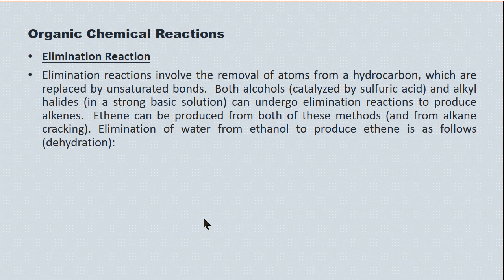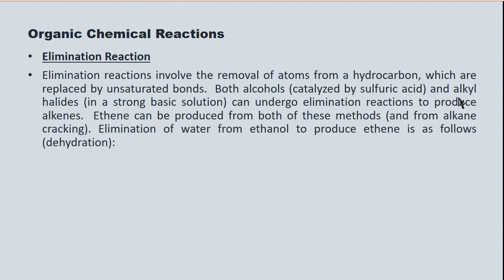Elimination reactions. Elimination reactions involve the removal of atoms from a hydrocarbon, which are then replaced with unsaturated bonds. So if we have a need for ethene or another alkene, which are used for industrial processes, we can generate them by reacting an alcohol in a highly acidic sulfuric acid solution. So this is an organic alcohol in an inorganic acidic solution. And the acid is simply acting as a catalyst. The acid is not a reactant. What happens is water is eliminated from the alcohol and we're left with an alkene.